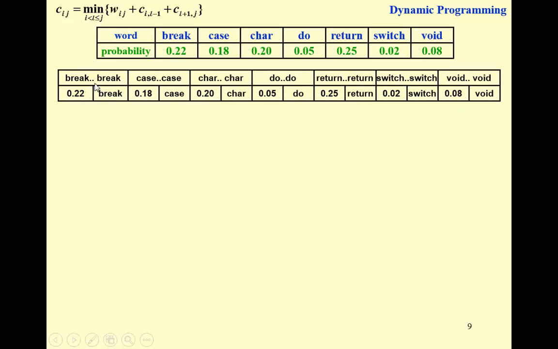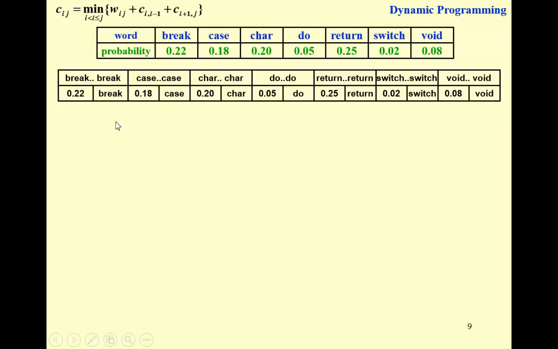and start by recording the results of the smallest size problem, which is the problem that contains only one word, from break to break, from case to case, and so on and so forth. And here we put the optimal root at this position. Since there's only one node, obviously that node will be the only root. 0.22 is the current cost for this subtree, and when there's only one word, it's just equal to the probability. So this is the simplest case that we should start with.